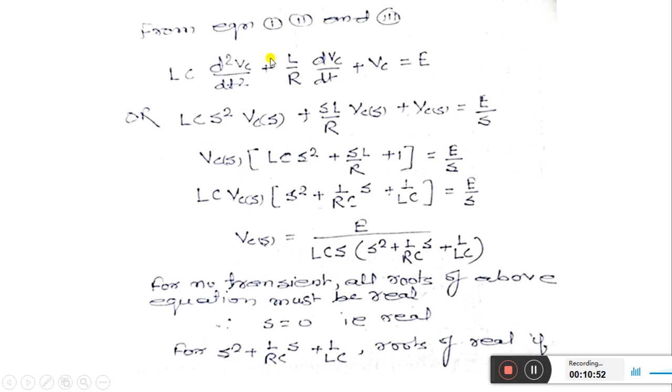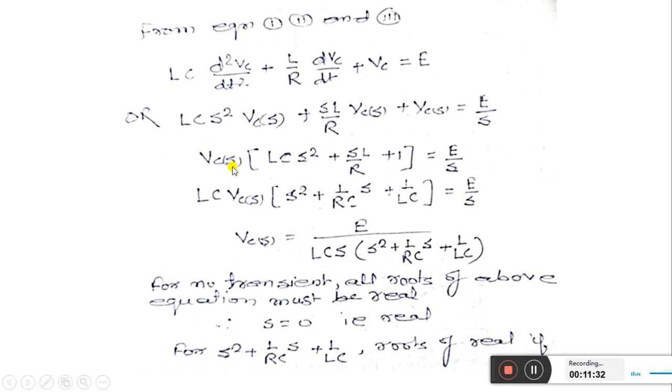Now if you take a Laplace transform of this equation, we can write LC s square Vc(s) plus s L/R Vc(s) plus Vc(s) equals E by s. Why E by s? Because we have taken E as a constant, since the restriking voltage development is very fast. So E has been taken as a constant voltage source. So input is constant here.